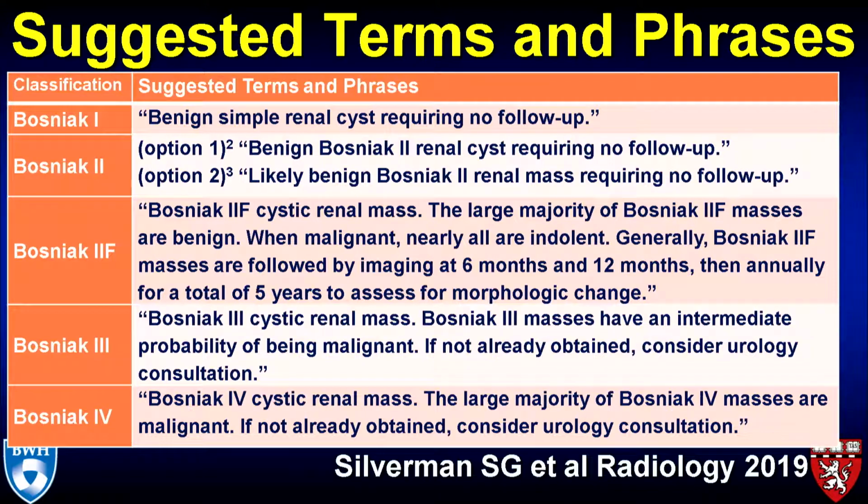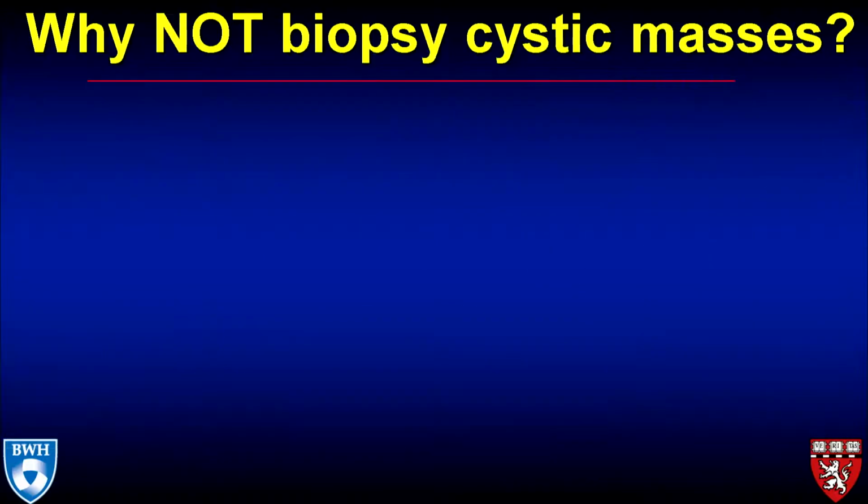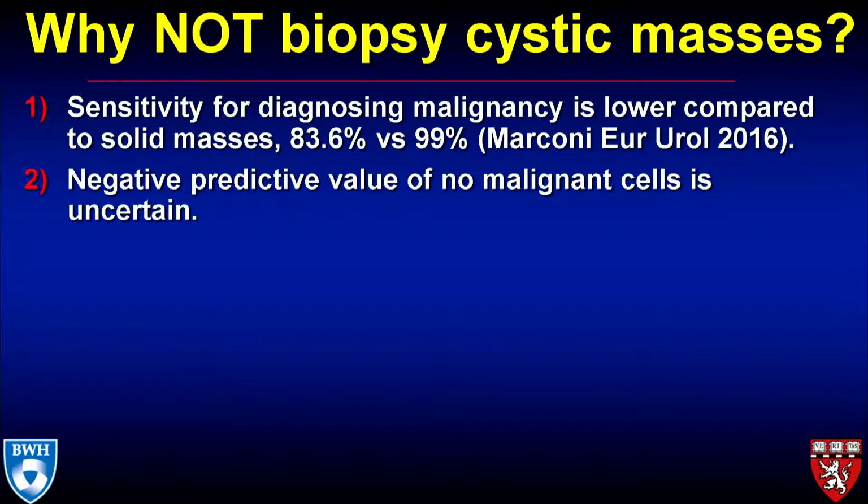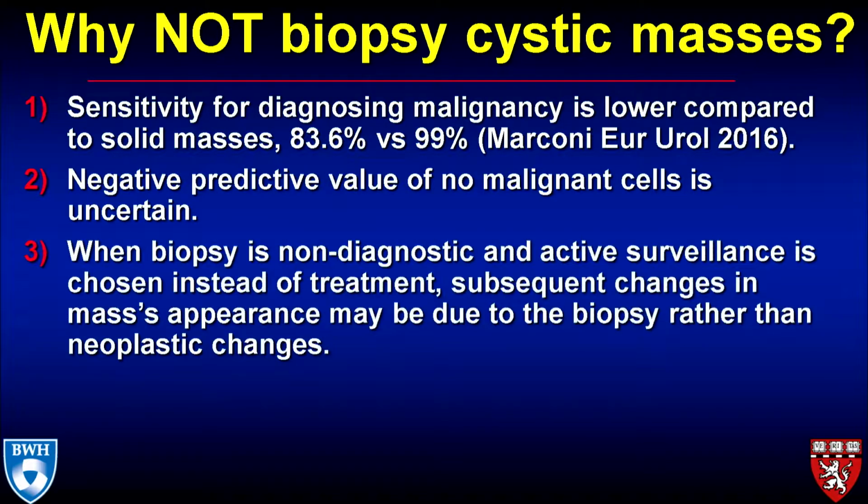4s, the large majority of 4s are malignant, and we're going to recommend urology consultation for those. So now let's look at biopsy of cystic masses. The sensitivity for diagnosing malignancy is lower in the biopsy of cystic masses. Predictive value of no malignant cells is uncertain. And what's really gotten us away from biopsy is that we've been concerned over the years about subsequent changes in the mass's appearance from the biopsy itself rather than neoplastic change.